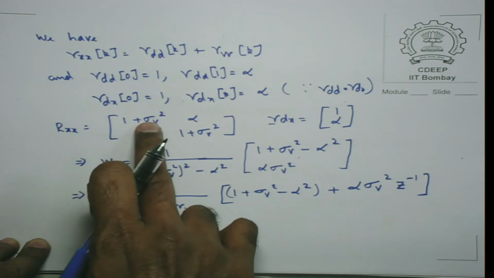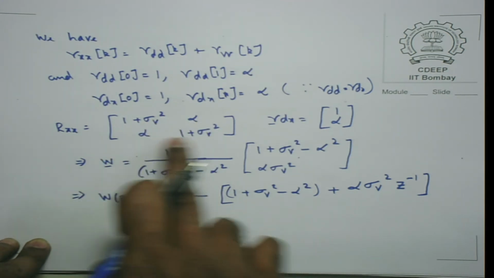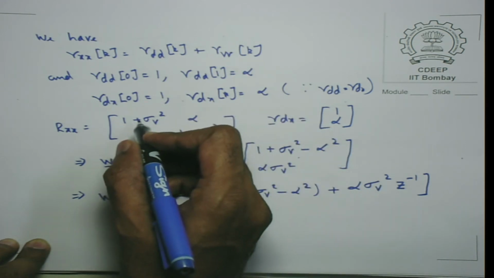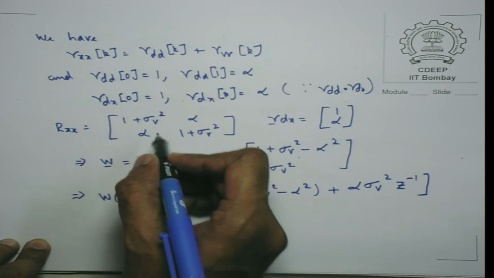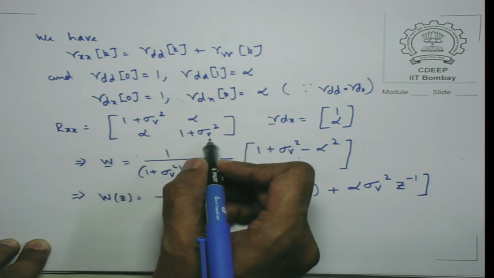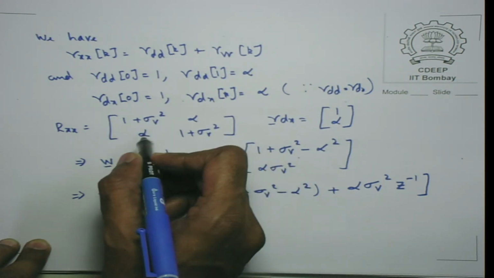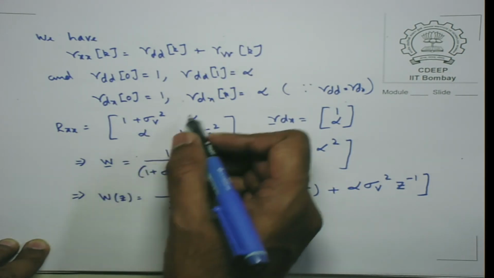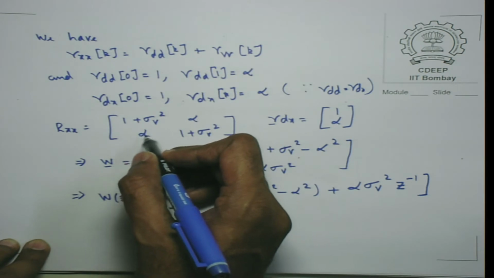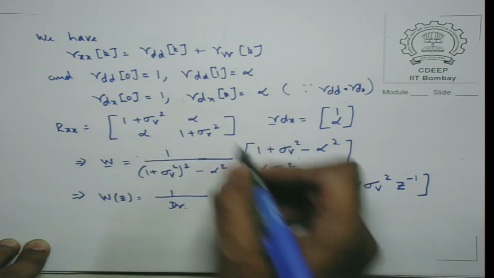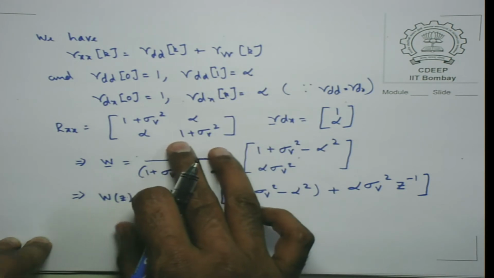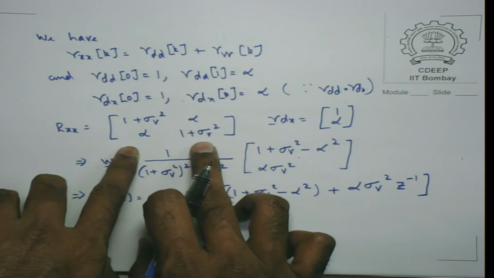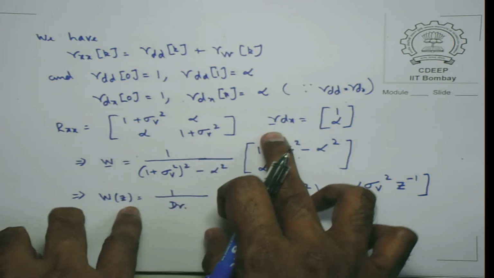So with this setup, the autocorrelation matrix is of this form: 1 plus sigma v squared, alpha, alpha, and 1 plus sigma v squared. You can see that this matrix has the structure we discussed yesterday, given this is a wide sense stationary process: the diagonal is all the same, it's a 2 by 2 matrix, symmetric, Hermitian symmetric if you want to think of it that way, and this alpha, if we extend it, will be alpha throughout. But for our case we are just restricting to a 2 by 2 matrix because we are interested in a filter whose length is 2.